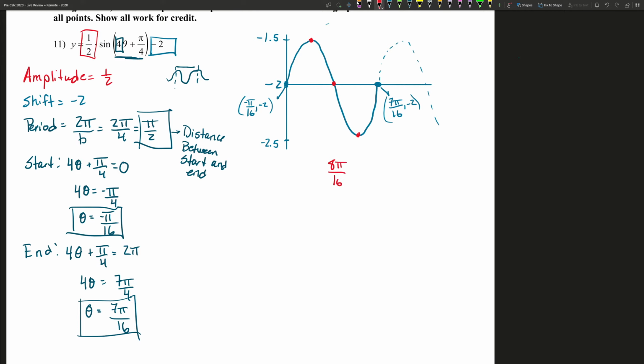But we need to divide that by 2, right? So that's 4 pi/16. Right? So if we add this to our start point, we get our middle point. So this is 3 pi over 16, comma negative 2. Right, so again, this is our period. This is half of our period, which is the point in the middle.